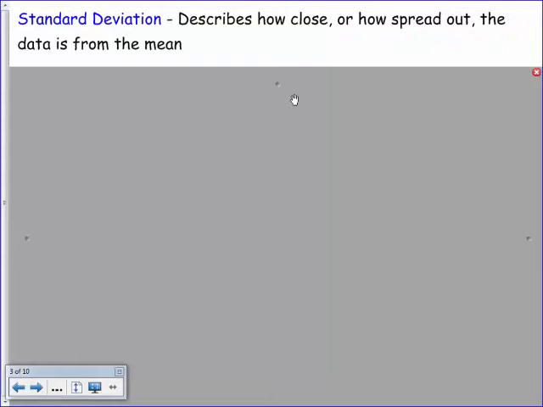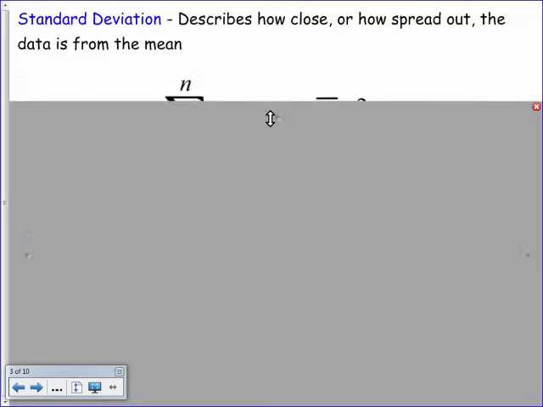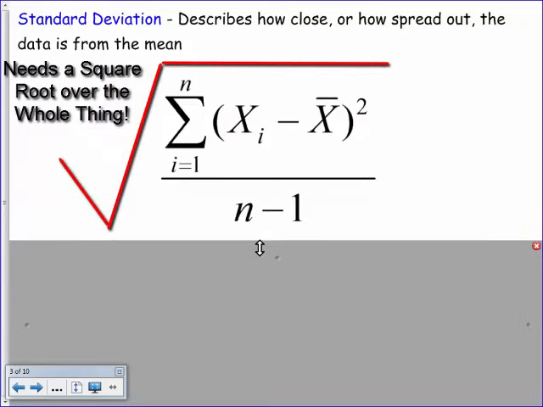So the meaning of standard deviation: it describes how close or how spread out the data is from the mean specifically. Okay, so the mean is the average. So we're looking at how close or how far away the data really is, almost on average. And we have this super fancy notation for standard deviation. So kind of confusing, let's break it down. If you notice, this is from Plier. So this is representing each piece of data.